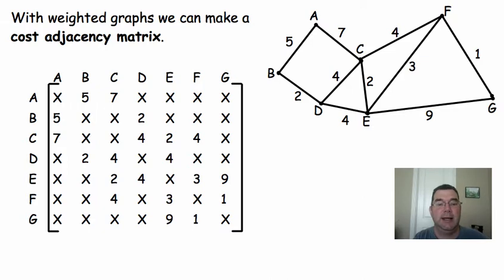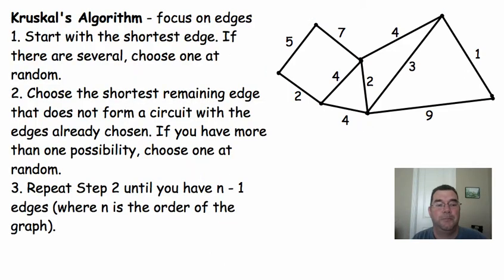So you can see this 7 represents the edge from A to C, for example, and there's the edge from A to C, and it has a weight of 7. So setting up the matrix helps. Just know that there's some symmetry to it.